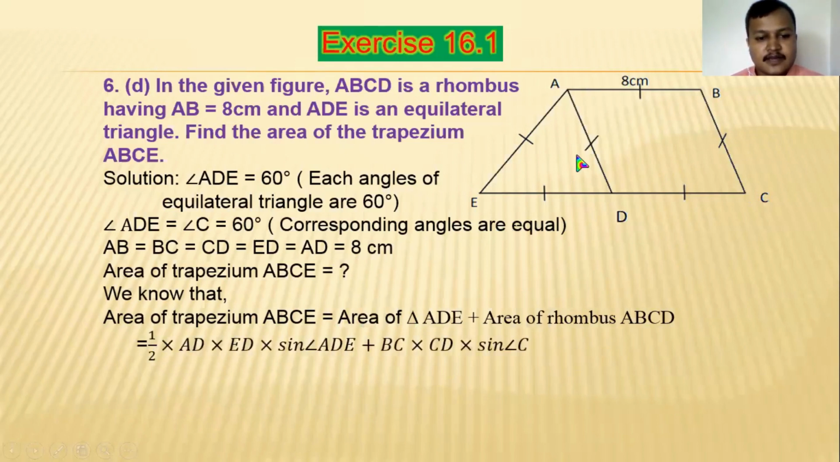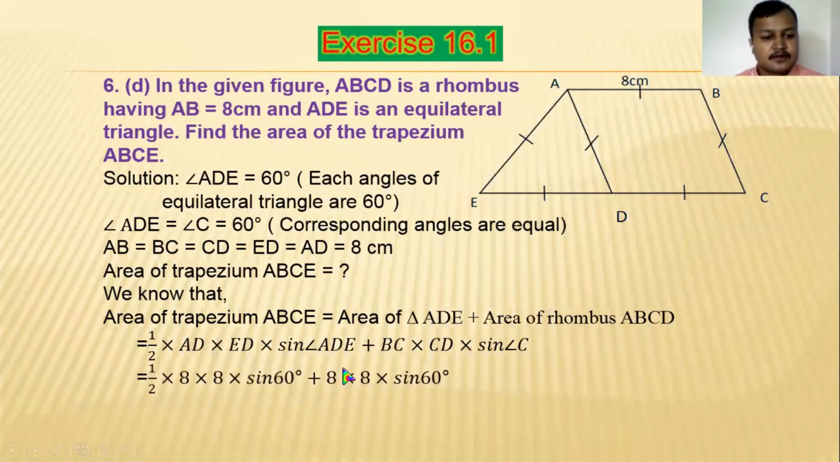So the area of the triangle is 1/2 AD into DE into sine of angle ADE, the product of two sides and the sine of the angle between them, plus again for the rhombus, the product of two sides into the sine of the angle between them. By adding these two, we will get the area of trapezium ABCE. So calculate it after putting the values. 1/2, AD is 8, ED is 8, sine ADE means 60 degree, BC is 8, DC is also 8, and sine of angle C, that means sine 60 degree.